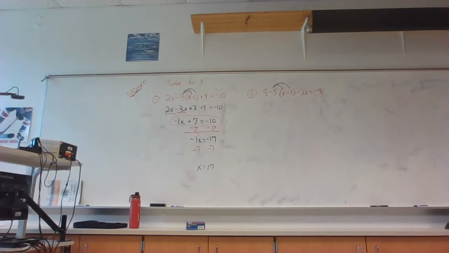5x, negative times a negative is a positive. Then you're going to combine like terms. Why do you go to 3? It's a -5 and a -2, so that should be a -7. When the signs are the same, you add.